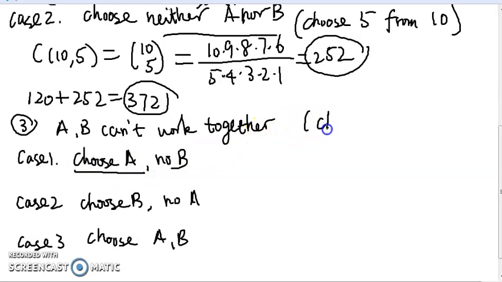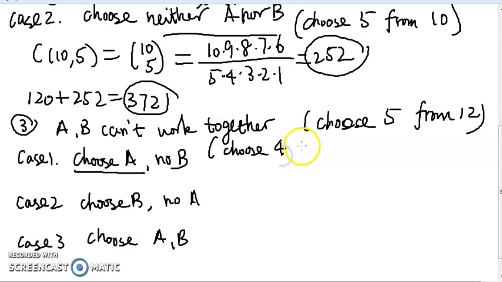Again, we're still going to choose 5 people. We want 5 people, but we have a total of 12 people. So if I decide to choose A and then I already have 1 person, that means I still need 4 more people. But these 4 more people will come from 10 people. Why? Because we already chose A, then you cannot choose A anymore. And you cannot choose B because they refuse to work together. So you have to cross out A and B from there. That leaves you 10 people.